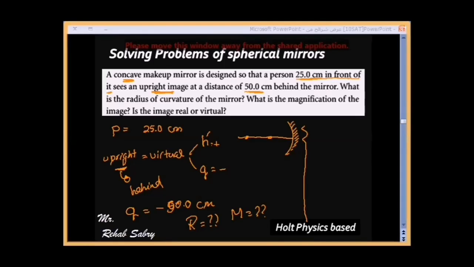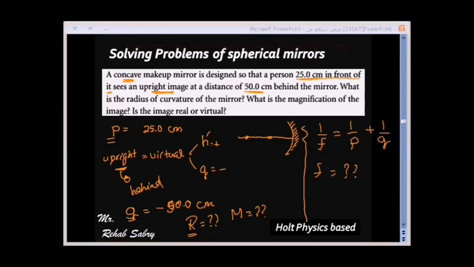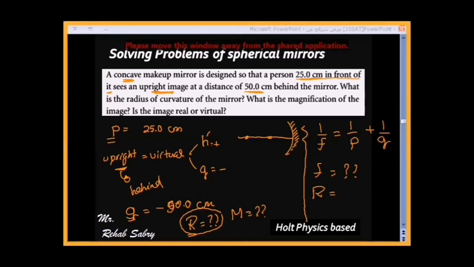Now let's see what formulae we will use. Number one, we have P and we have Q, and he's asking about R. First of all, P and Q remind us of this formula: 1 over F equals 1 over P plus 1 over Q. So we will make our calculations to find F. But he's not asking about F, he's asking about R. Can we find R from F? Yes, but we need to find F first because the formula is R equals F times 2. Excellent. Then can we find M? Yes, we have P and Q. M equals minus Q divided by P.